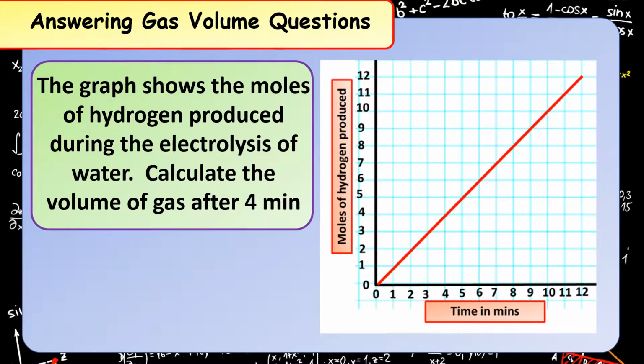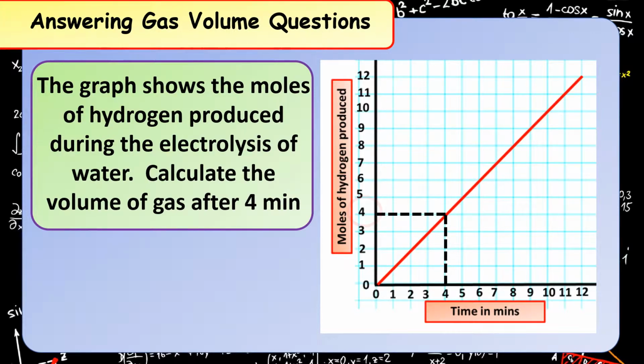So the first thing that you need to do in this question is to go and work out the number of moles after 4 minutes, which you can read straight off the graph, right? So you'd go to 4 minutes, read it up. So in this example, we've got 4 moles of gas in 4 minutes.